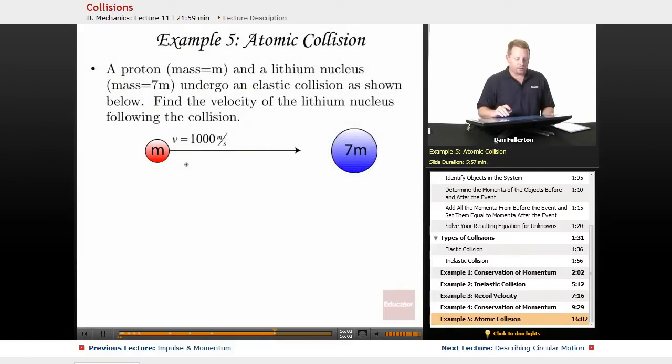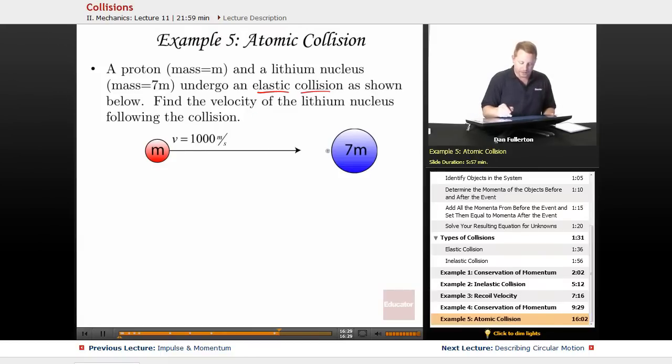Let's take a look at one more atomic collision, but in this case we're dealing with an elastic collision. A proton with some mass m and a lithium nucleus with some mass 7m undergo an elastic collision. Elastic collision means that kinetic energy is conserved. The kinetic energy before the collision is equal to the kinetic energy after the collision. Find the velocity of the lithium nucleus following the collision.